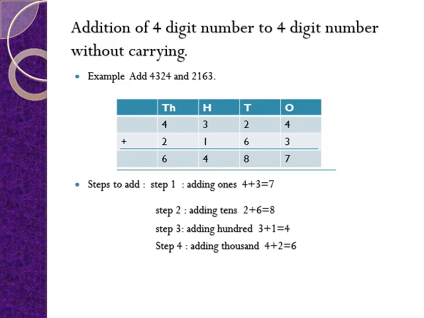Now we will add. First we will go to the ones place. Now in the ones place we have to add 4 and 3. So 4 plus 3 is 7. Then we will come to the tens place. So 2 plus 6 is 8. Then we will go to the hundreds place. 3 plus 1, 4. Then we will go to the thousands place. 4 plus 2 is 6. So our answer is 6,487.